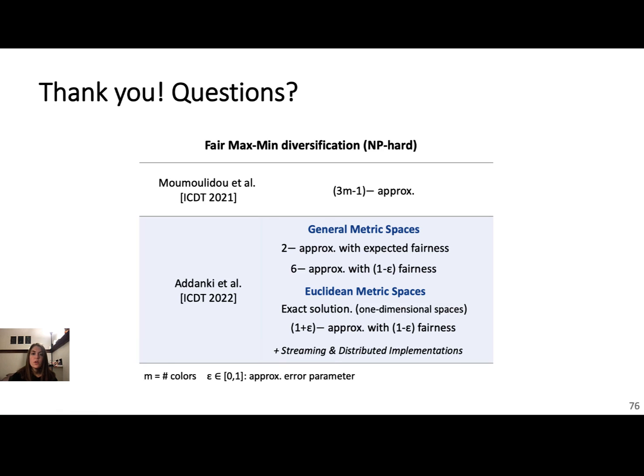To summarize, in this work, we designed bi-criteria approximation algorithms for the problem of fair max-min diversification, both in general and Euclidean metric spaces. Please refer to our paper for an in-depth review of our results.